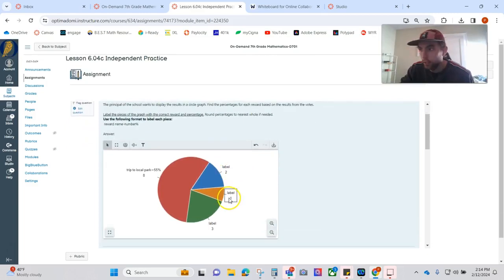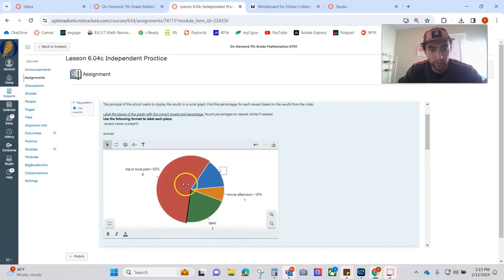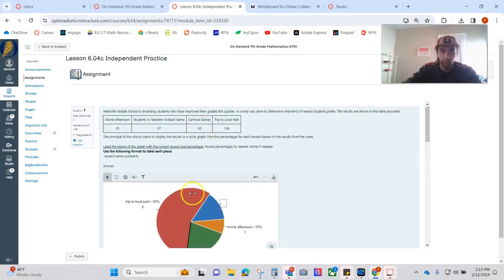Okay, then I think our smallest category is movie afternoon. So I'm going to change that to movie afternoon hyphen, no space, 10%. Then I think the kickball game is next, then the carnival game. I want the size of the piece to match how big the category is. I don't want to say the movie afternoon is this red piece when it's actually the smallest piece. And I want the kickball game to be a smaller piece than the carnival game because fewer kids chose that.